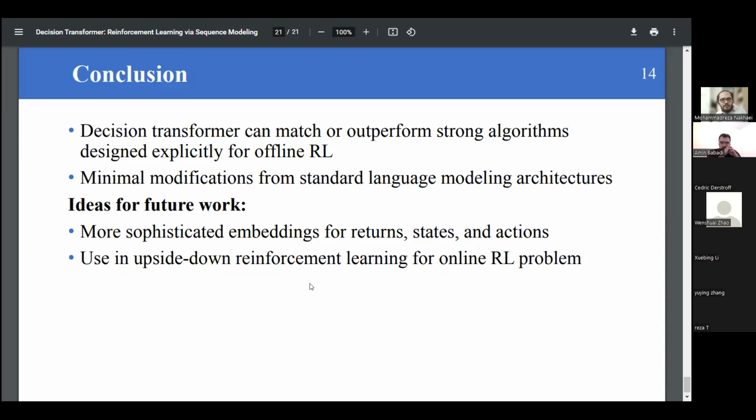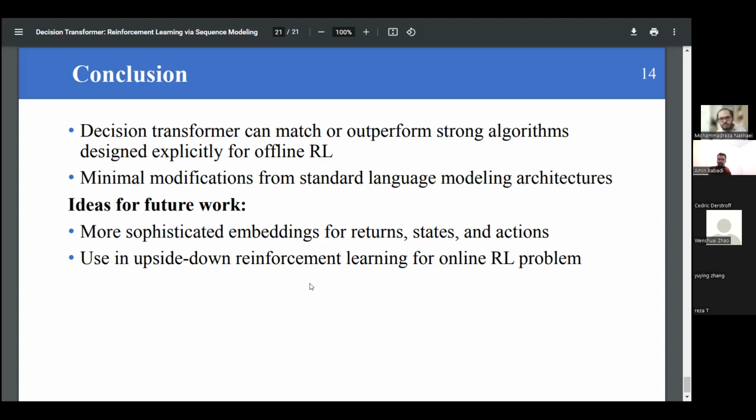Here comes the final part, which is the conclusion. So briefly, decision transformers can match and even outperform a strong algorithm in offline reinforcement learning with minimal modification from standard language modeling architectures. There are some ideas. The first one is that they could change the embedding of return, state and actions. So maybe more complex embedding might be more useful.